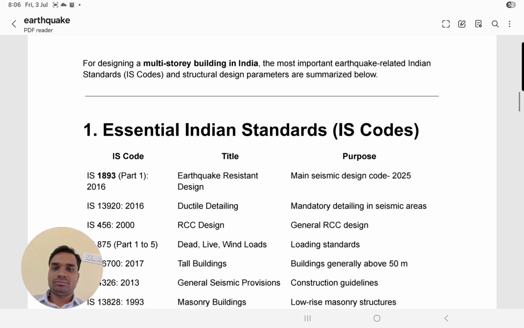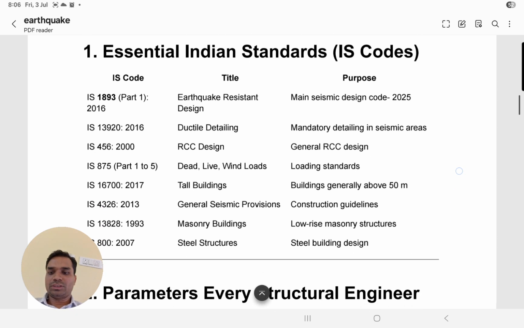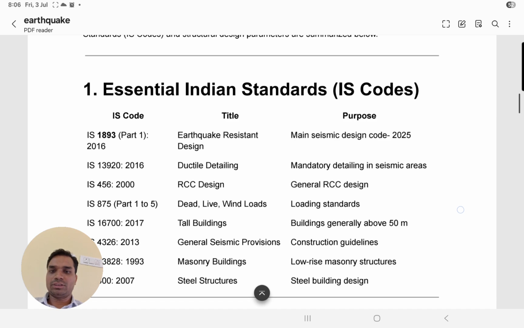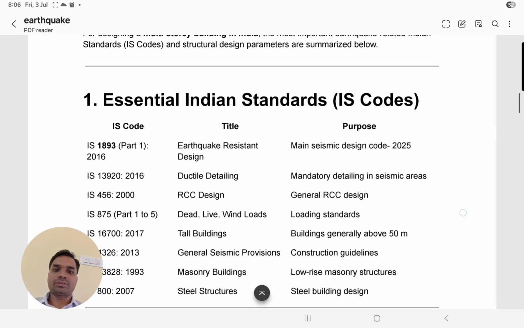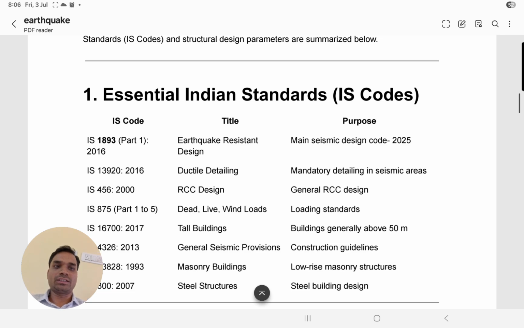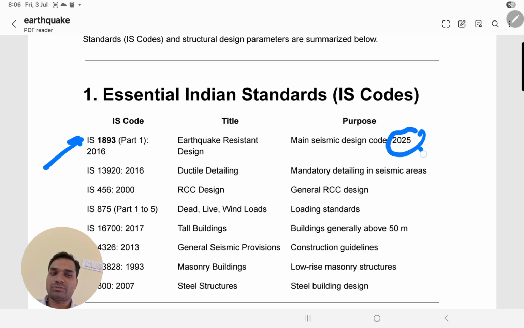Multi-story building. These are a few essential multi-story building design codes. For the designing of any multi-story building, these codes are really necessary. Starting with the earthquake code 1893, it has now been revised, most recently in 2025.